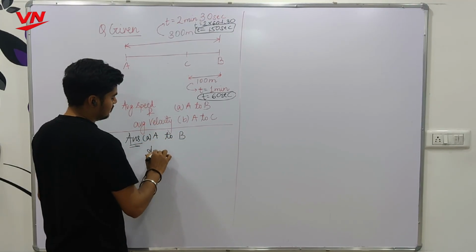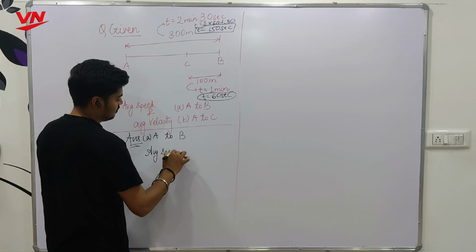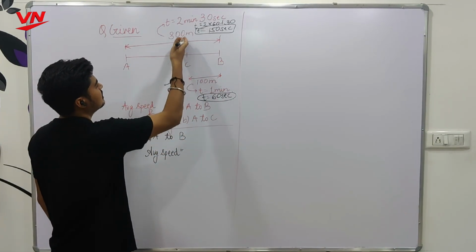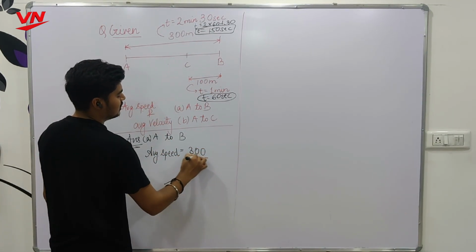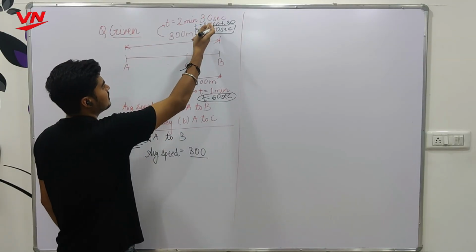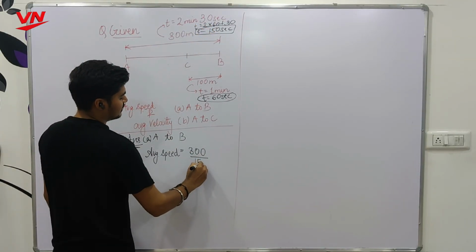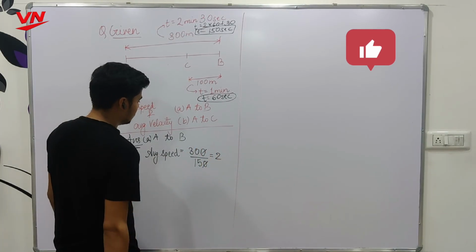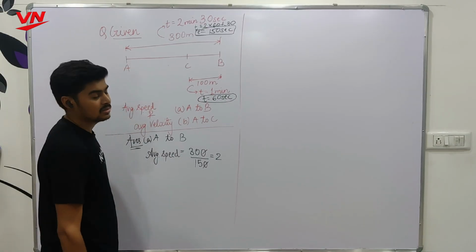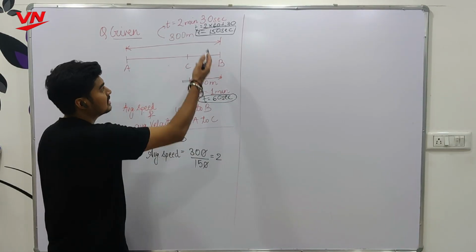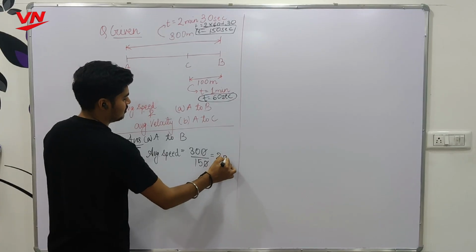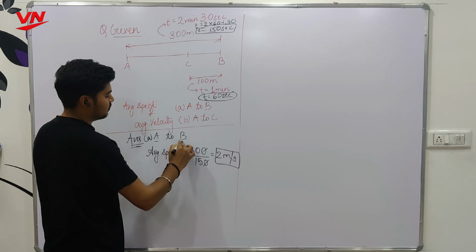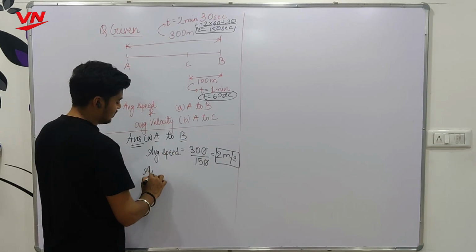What will be the average speed? Speed is nothing but the total distance upon total time. So when it travels from A to B, the total distance will be 300 meter only, and the time it will take is 2 minutes 30 seconds, which is 150 seconds. 0 cancels, 15 twos are 30. I will get 2. What will be the unit? Kilometer per hour or meter per second? As everything is in meter and second, we will get meter per second. The average speed from A to B is 2 meter per second.